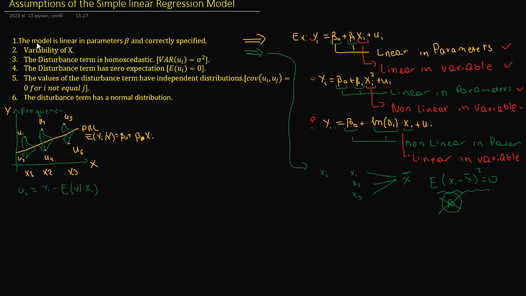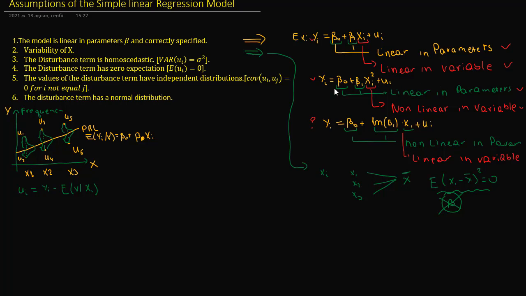Let's see some examples here. In example 1, yi is equal to beta 0 plus beta 1 xi plus error term. Here our parameters are beta 0 and beta 1, and obviously it's linear in parameters. And x is my variable, and we see that it's linear in variables also. Here it's fine, both conditions hold: linear in parameters and linear in variables.